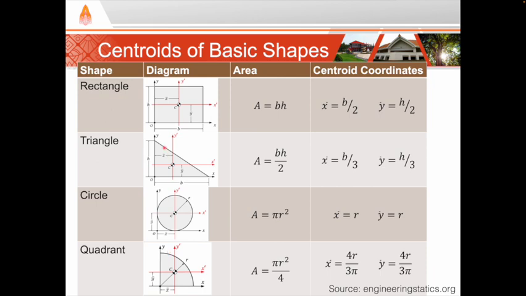For common shapes, we can look up the centroid locations. This includes rectangles, triangles, circles, and quadrants of circles. So you'll want to memorize these centroid coordinates for these common shapes. Most of them are common sense.